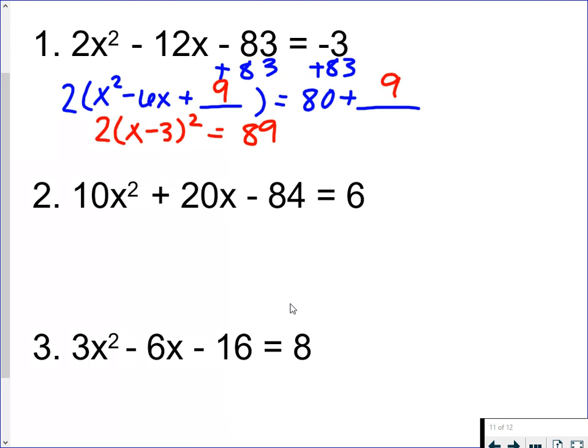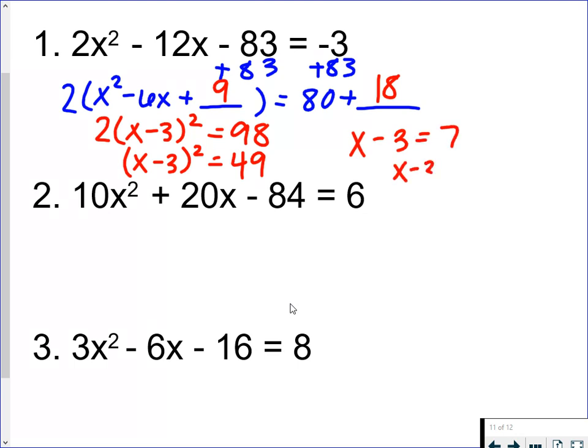Shouldn't be 18. Should be what? 2 times minus 18. Oh, thank you. I made the mistake. Like, that doesn't sound right. 18, thank you. So then I get 98. That's a whole lot prettier than what I was going to come across. 98 divided by 2 gets me what? 49. Take the square root of that. I get x minus 3 equals 7. And x minus 3 equals -7. So we should get 10 and -4.